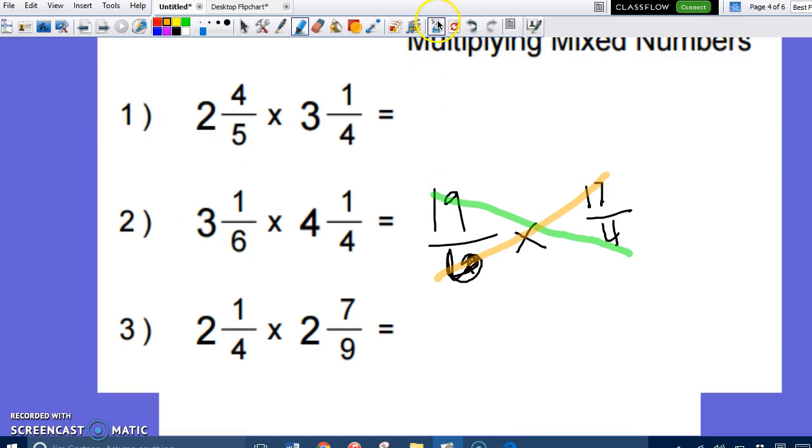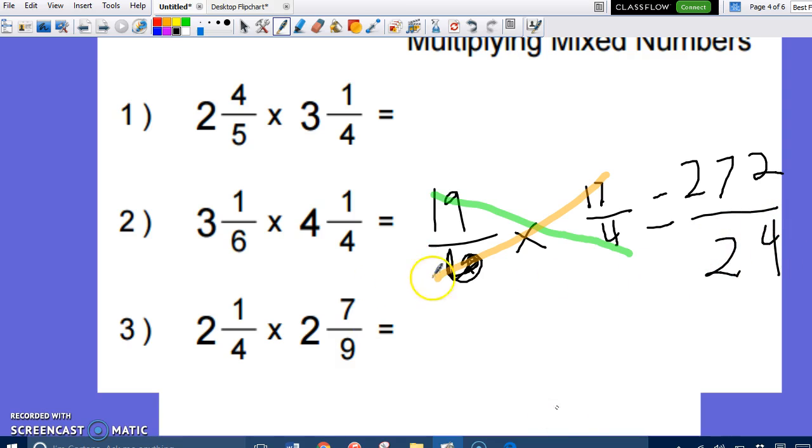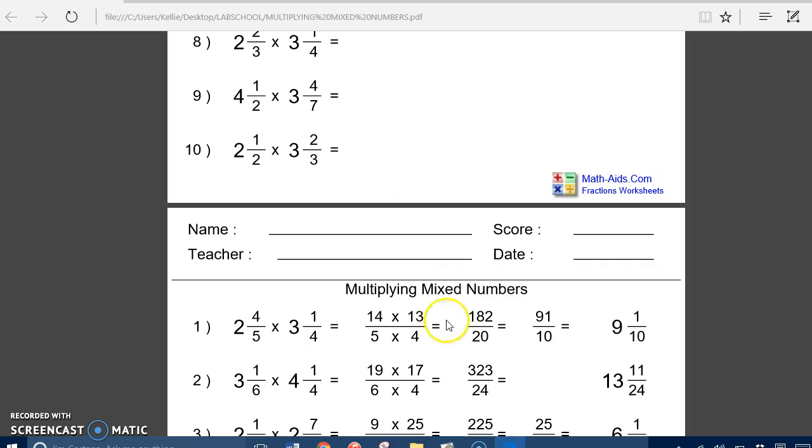So what I'm going to do is just multiply straight across. Numerator to numerator, denominator to denominator, okay? So I have 19 times the 17. Use your chart if you need to. That's going to give you 272. And then the 6 times 4 is 24. All right, so there we are.